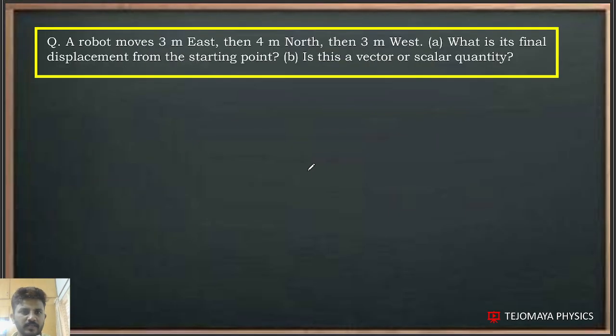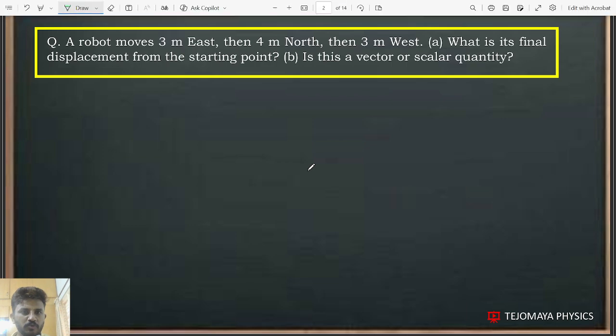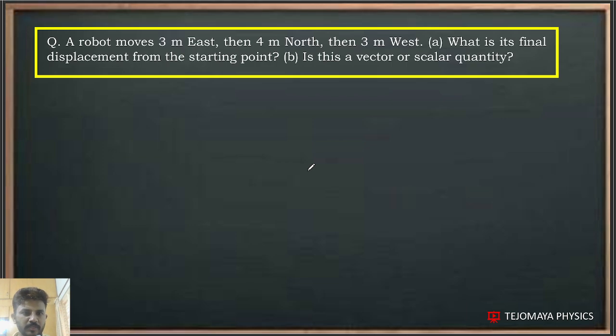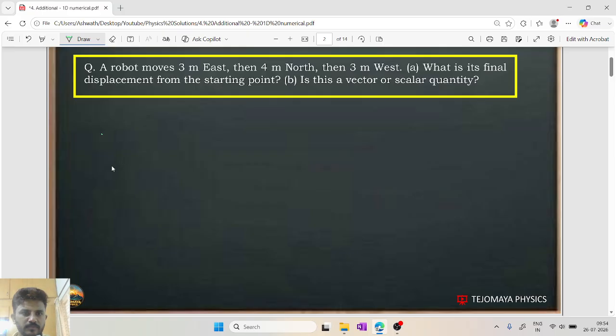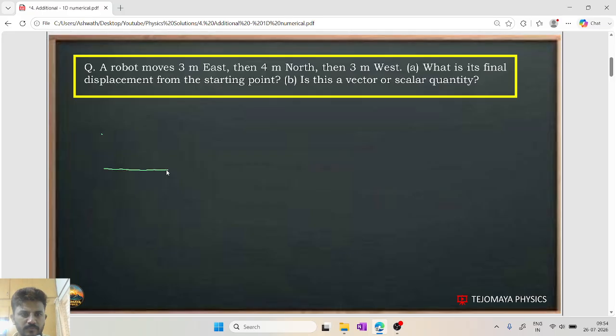Yeah. Second question, a robot moves 3 meters east. Let me consider here the directions like this. So this is east, this is west, what is this? North, this is west, and this is south. Okay? A robot moves 3 meters east.